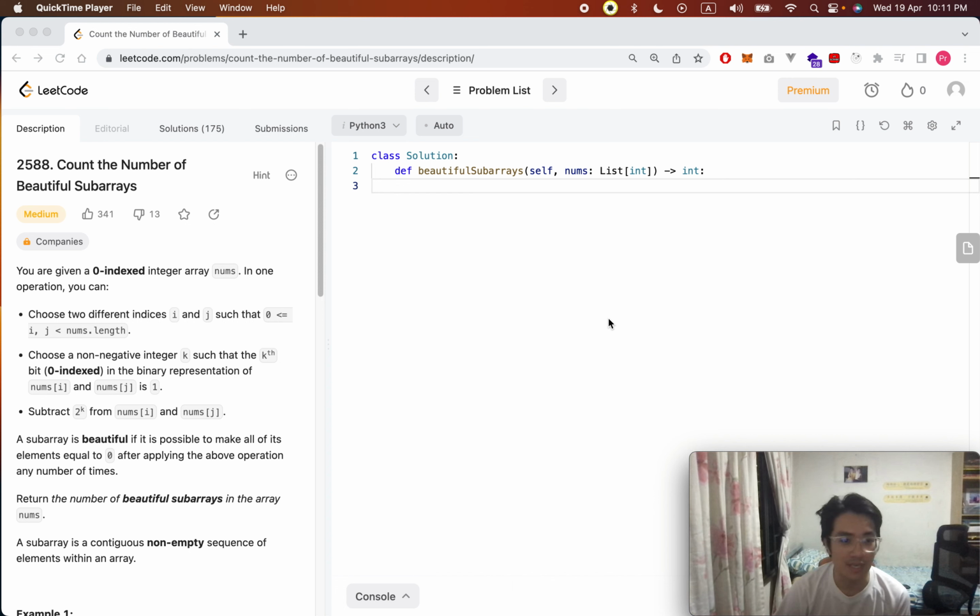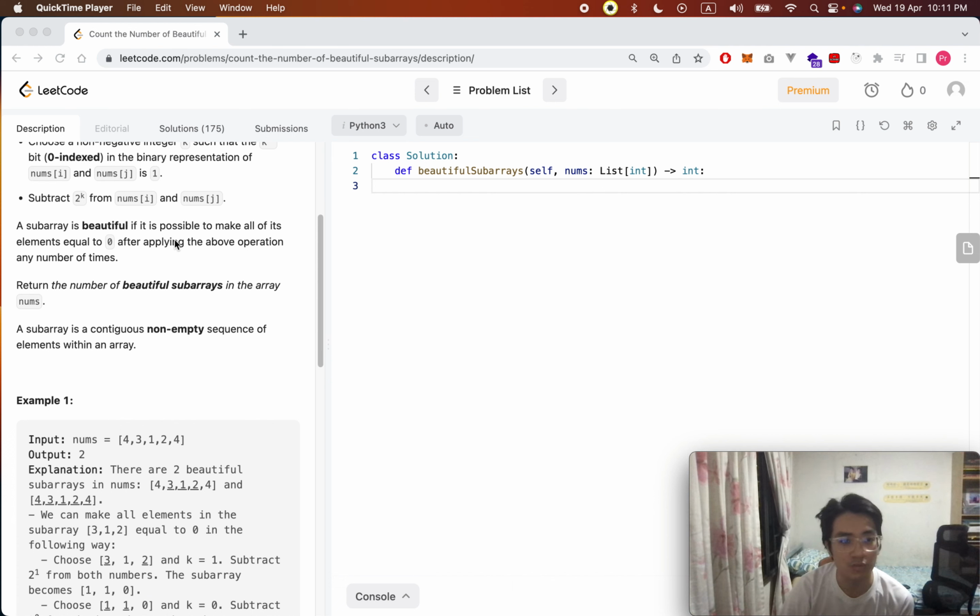Subtract 2 to the power of k from nums[i] and nums[j]. Right, so non-negative integer k, so 1, 2, 3, such that the kth bit, so one of the bits in the binary representation of the number, are both 1. So they are both 1. So basically they have to have the same bit set within the number.